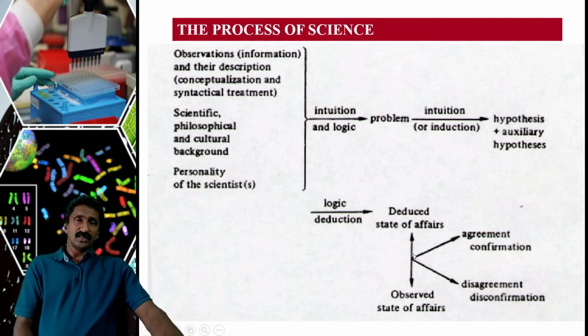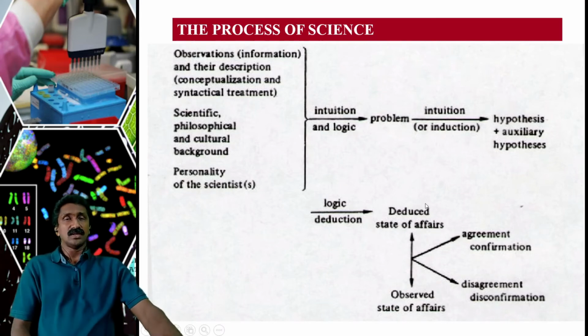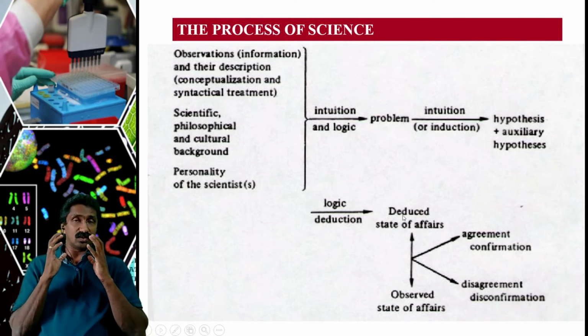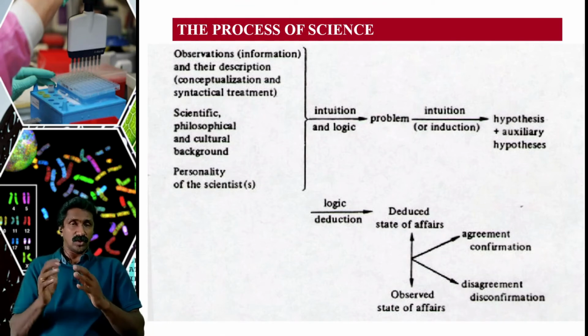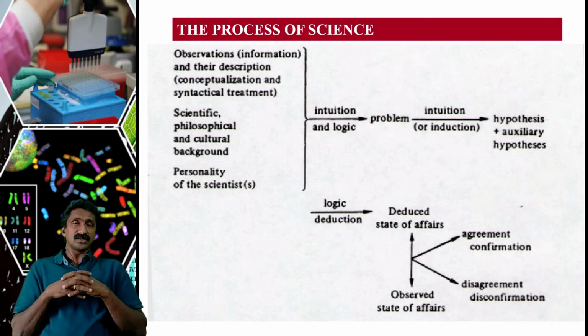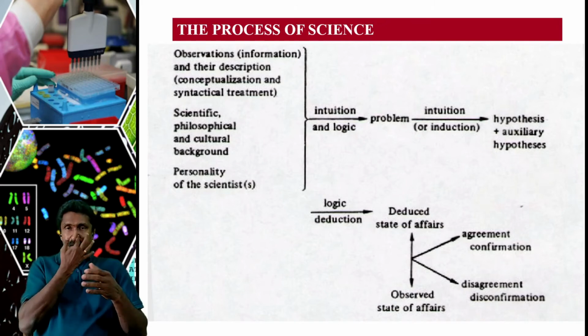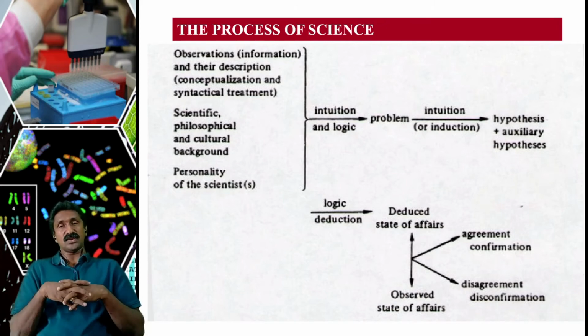So if these two are in agreement, then it's a confirmation of the hypothesis. Observed results and our expectations, if they are matching, then our agreement is in confirmation with the hypothesis. Or if there is a disagreement between the deduced state of affairs, or expected outcome, and the observed outcome, if there is a difference, then that means our hypothesis is in disagreement with those observations, so that hypothesis will be rejected.